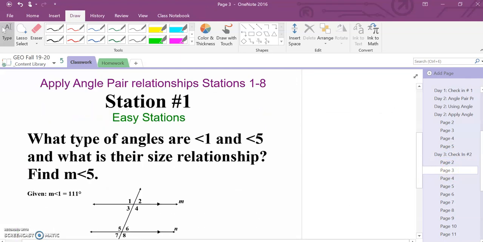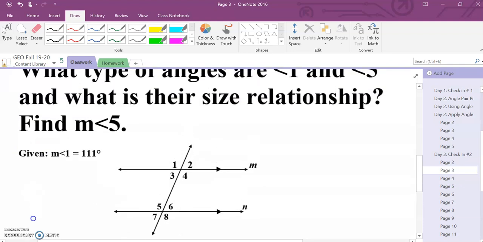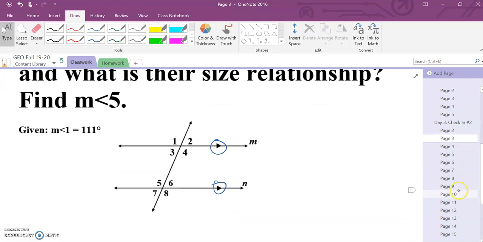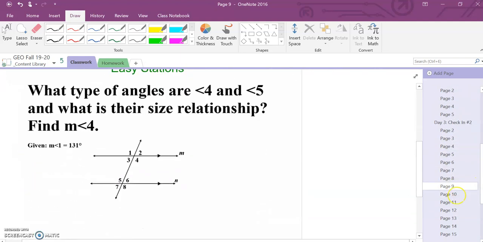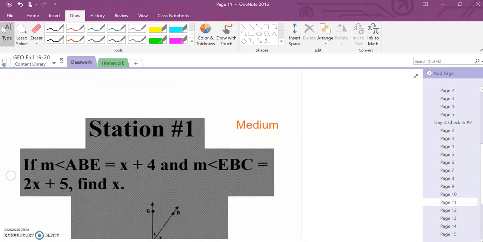So station 1, right, you can see is considered easy. So the first 8, I would consider them easy where they're giving you one of the angles and you're going to use the relationships you've seen and the fact that these are parallel, which is telling us that they are, in order to identify the degree measure of all of the rest of the remaining angles. You're going to continue that process until you get to page 10, I believe it is. Looks like actually, apologies, 11, where the medium stations work.